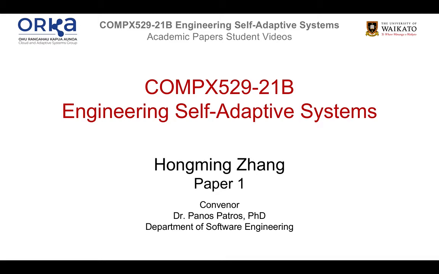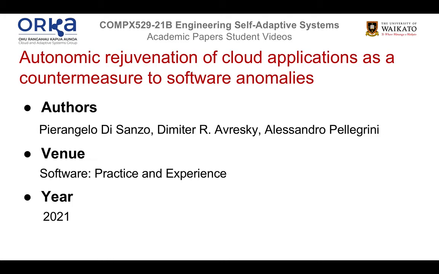Hi, I'm Hongming. This is my first research paper for the course Engineering Self-Adaptive Systems. This paper is called Autonomic Rejuvenation of Cloud Applications as a countermeasure to software anomalies, which was written by these three authors in 2021.